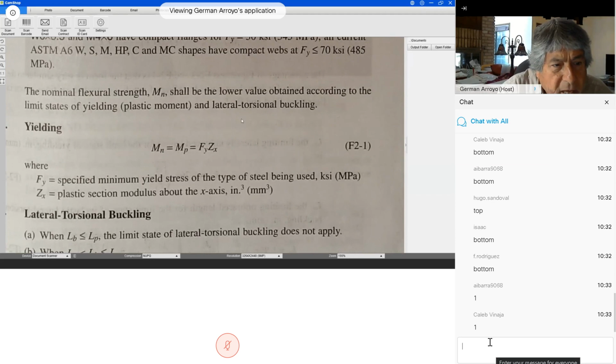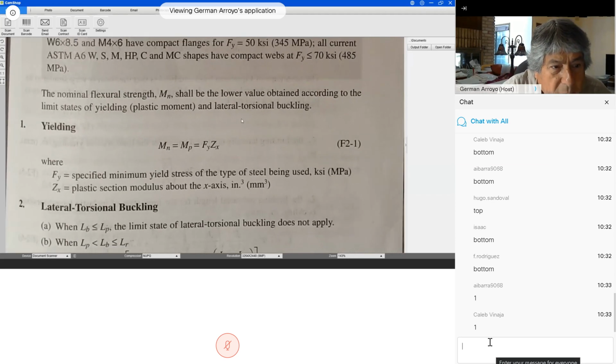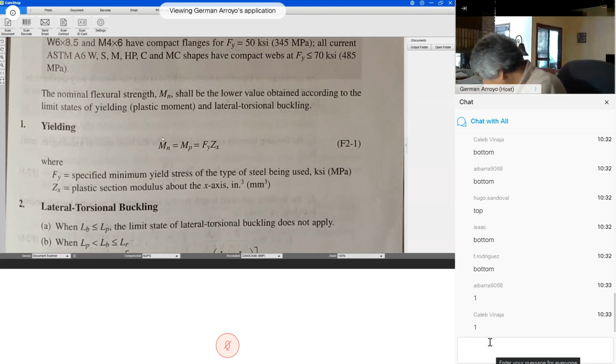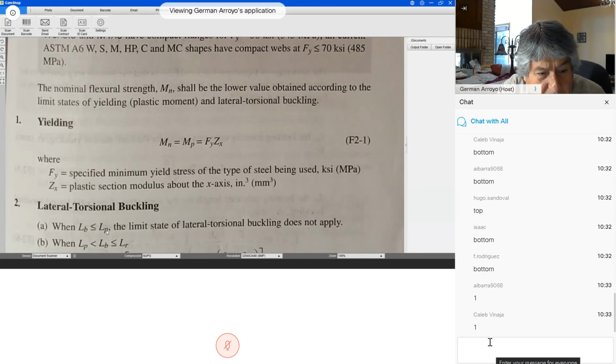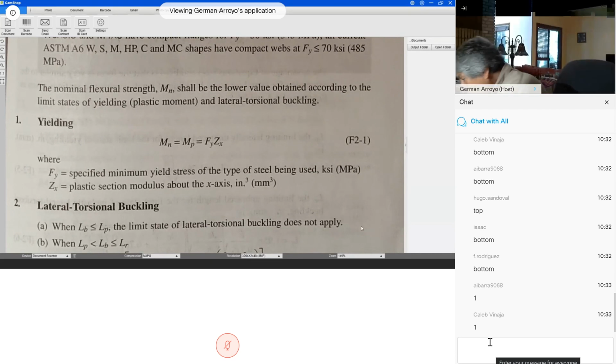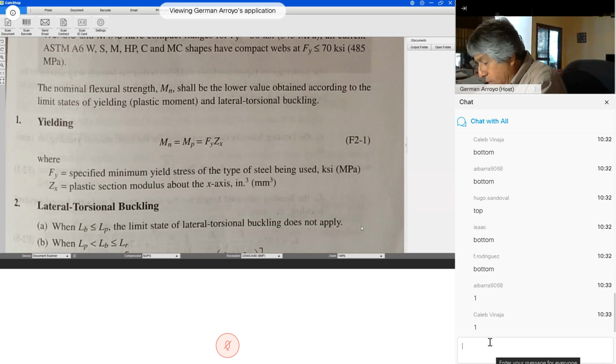So the limit state of yielding is when the nominal capacity is equal to the plastic moment, equal to Fy times this, the plastic modulus. So when did that happen? They put it in here. When lambda sub b is smaller than lambda sub p, the limit state of lateral torsional buckling does not apply. I'm going to show you again what I had before.